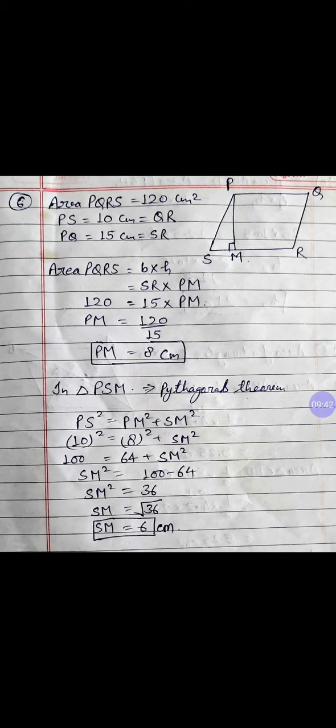Okay, so if you want to find out the side SM, we have to apply the Pythagoras theorem in triangle PSM. So PS is the hypotenuse, PM is the perpendicular, and SM is the base. So PS square equals PM square plus SM square. We will put all the values and solve it. Then SM will be equal to 6 centimeter. Okay, this is how we solve question number 6.